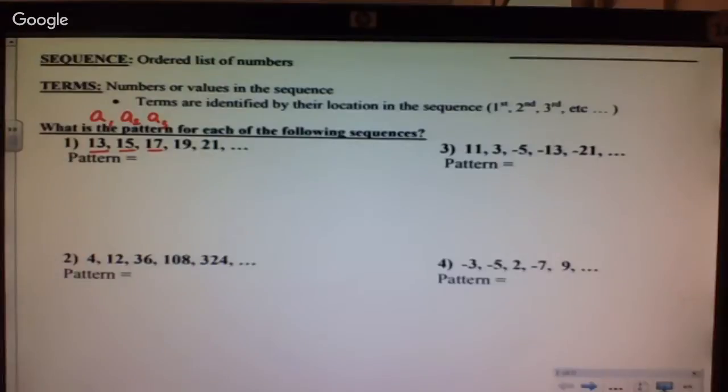So right now, we just need to be able to identify patterns and what in the world is going on. So if I have a sequence of numbers that go 13, 15, 17, 19, and 21, what are we doing? We're adding 2. Take a look at number 2. I'm going from 4 to 12 to 36 to 108. 4 times 4 is not 12. There we go. This is times 3.